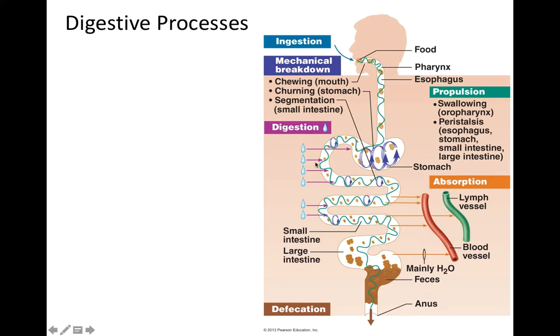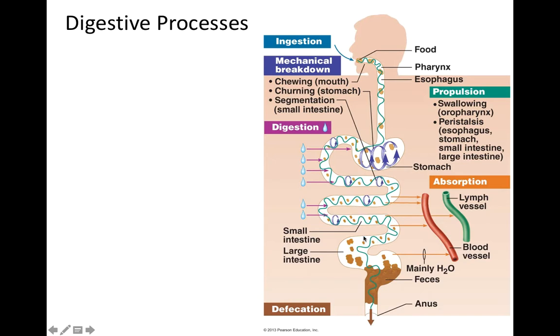We then go into the small intestine. This is your primary digestive organ. We continue mechanical breakdown with segmentation. We finish all of our chemical breakdown, and we do basically all of our absorption of nutrients and the majority of absorption of water across the wall of the small intestine into either the blood or the lymphatic system.